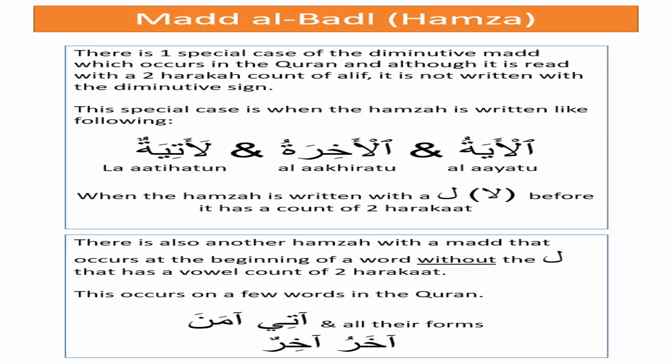Okay. So there's one special case of the diminutive Mudd which occurs in the Quran, and although it is read with a 2 haraka count of an alif, it is not written with a diminutive sign, and nor is it written with an extra alif afterwards. Okay, this special case is when the hamza is written like the following. So the lam alif is when the lam and the alif are together and they occur either in this form or the other form that we saw. So it was the lam with the flick and then the alif there on the top.